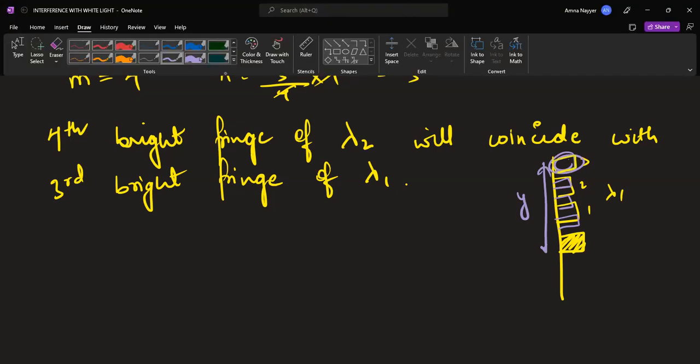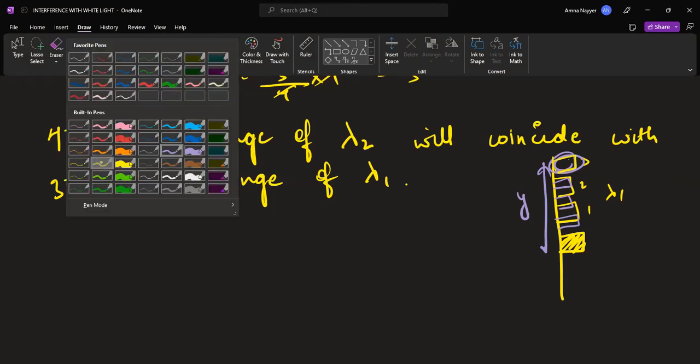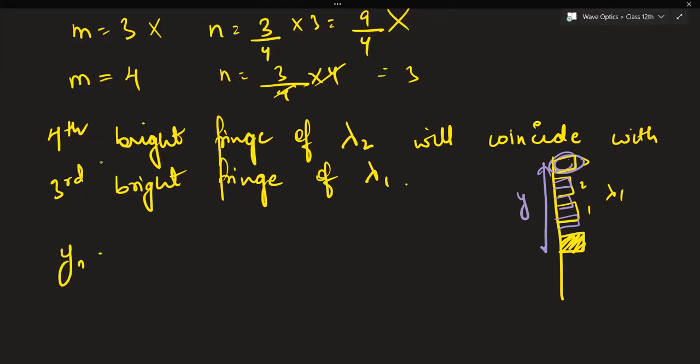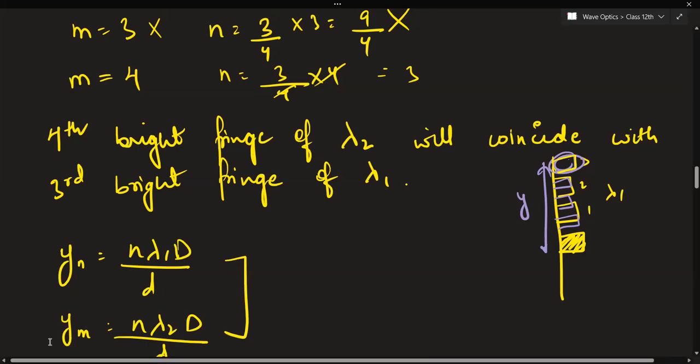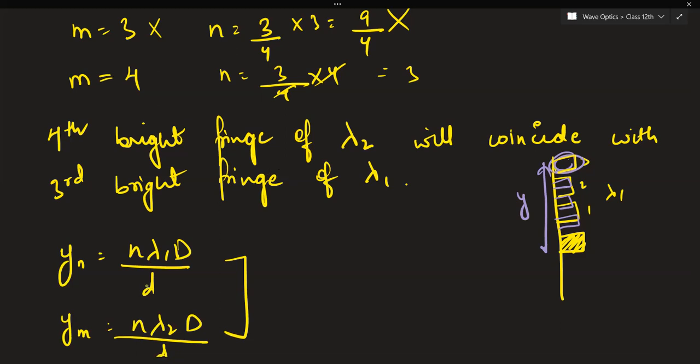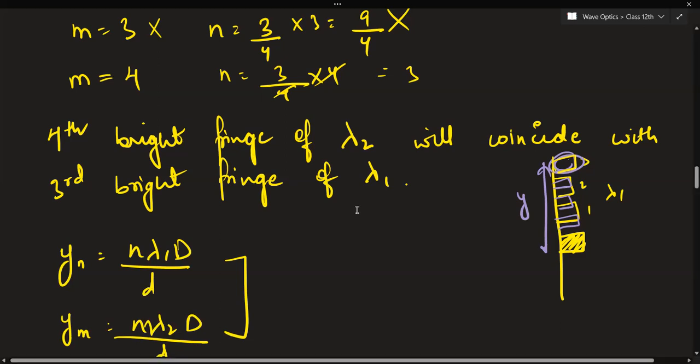Now you have the values of n and m, both. So y n is equal to n lambda 1 capital D by small d, you have all the values with you. Or y m is equal to m lambda 2 capital D by small d. This also you can put. From both of it, you will get the same answer. So you can do anything. This end part is formula based, but to get n and m, you have to have the values of it.